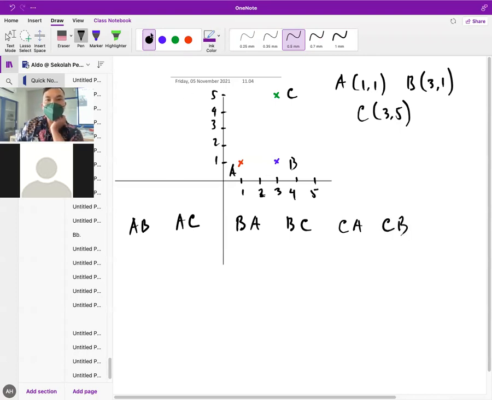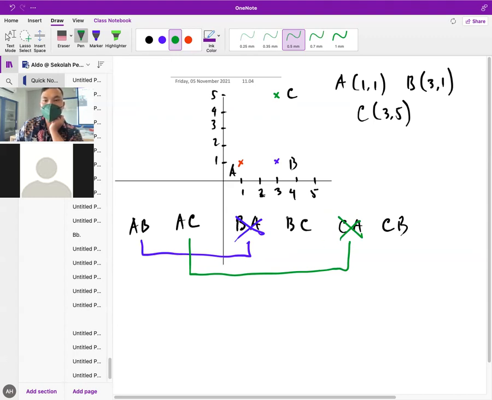Now, as I said to you, AB is equal to BA, so it's basically the same thing. So we don't need to calculate this one. And then AC is equal to CA. Again, we don't need to calculate CA. And BC is equal to CB, so we don't need to calculate CB. So basically, we just need these three, AB, AC, and BC. Okay. Now, AB.